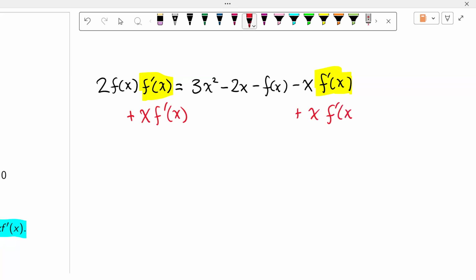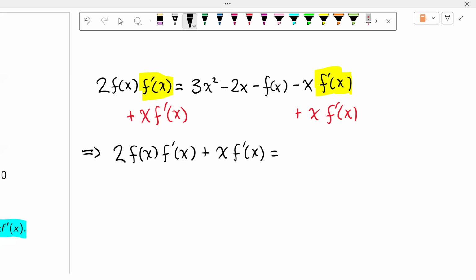And when I do that, this positive x f prime is going to cancel right there. And so I will get 2 times f of x, f prime of x, that's my first term, plus the second term, x f prime of x, is equal to 3x squared minus 2x minus f of x. And just to recap, here's where my f primes are right there.